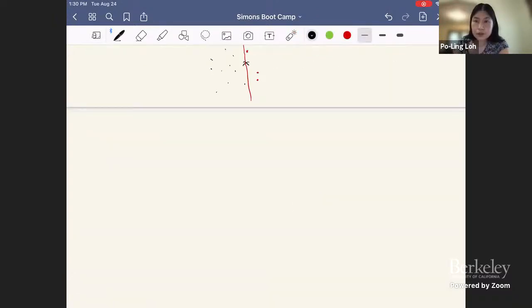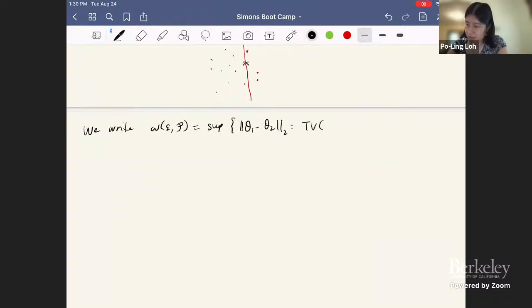Okay, so the point of this example is to show how you would actually go about computing them. So we write omega of epsilon, p, is equal to the supremum of the norm of theta 1 minus theta 2, such that the total variation distance between the two distributions is bounded by epsilon over 1 minus epsilon. So this is just the definition. Remember, the modulus of continuity is in terms of the metric rho, and rho was equal to the L2 norm.